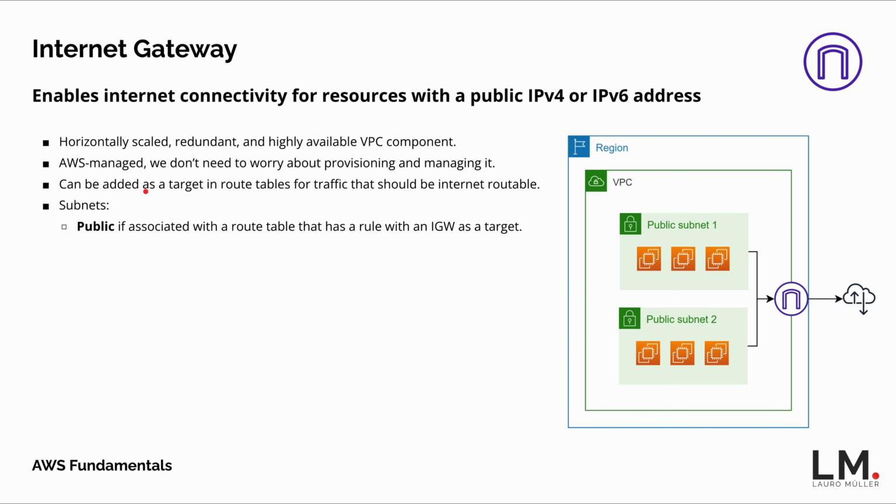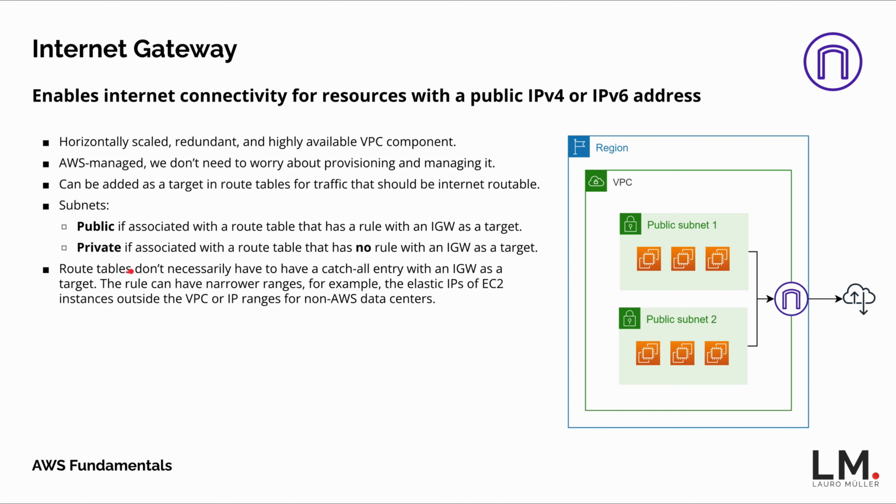The subnets here are considered public if they are associated with a route table that has a rule with an Internet Gateway as a target. So if in the route table that the subnet is associated with, there is an entry to an Internet Gateway, then that subnet is considered a public subnet. Otherwise, if it has no rule with an Internet Gateway as a target, it is considered a private subnet.